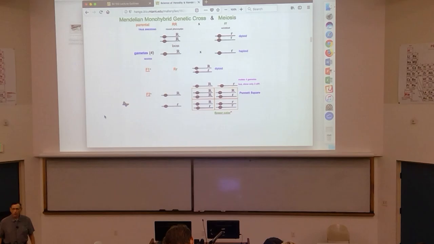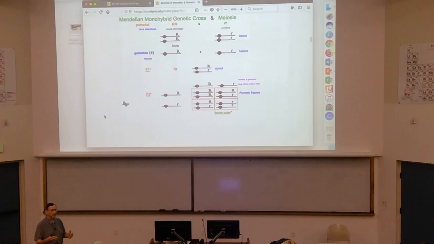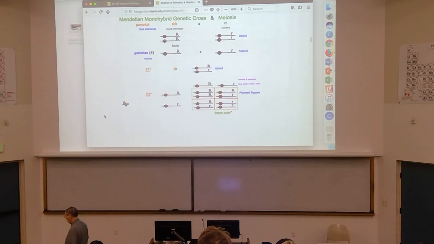I'll see how far we get today, but I think probably what I'm going to do is end the materials for the third test after Mendelian genetics and before we get to molecular genetics. It's quite a scope to split it in the middle and whatnot. So we'll see how it goes with that.